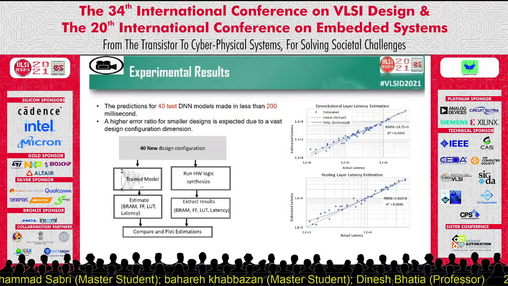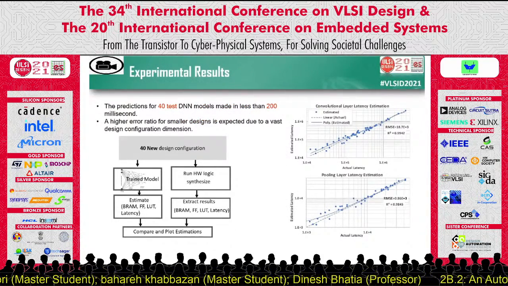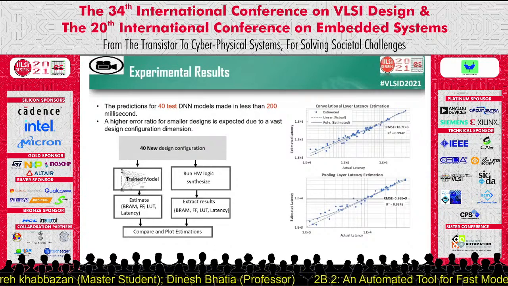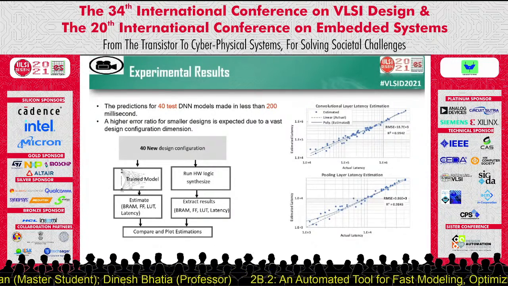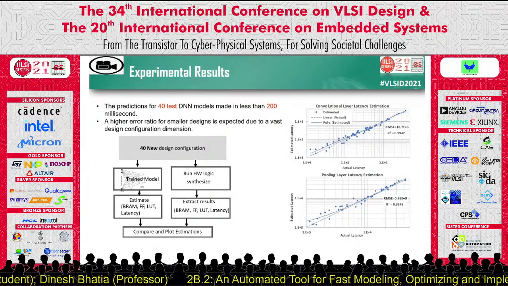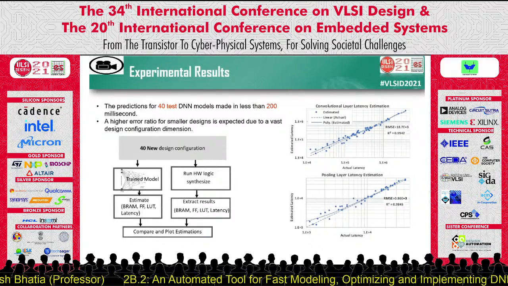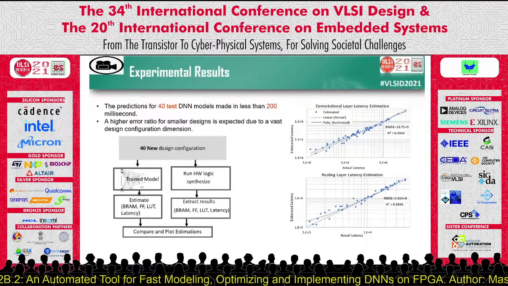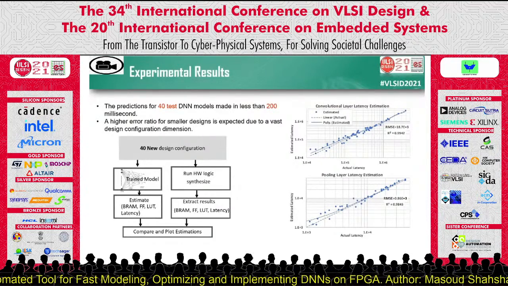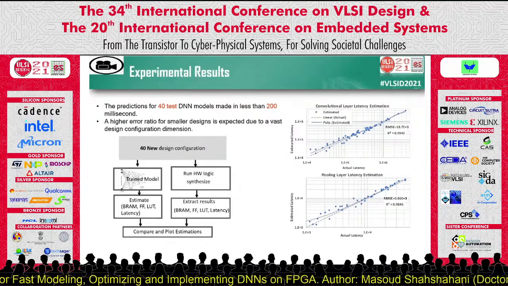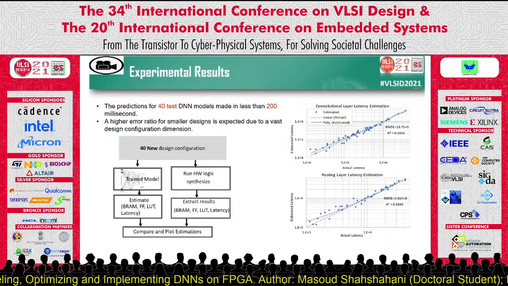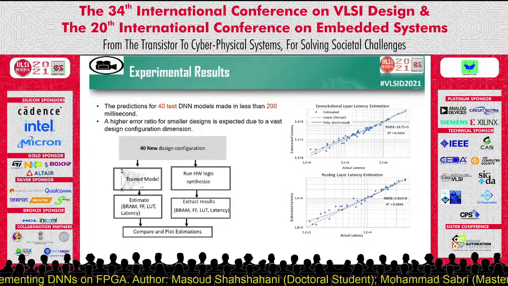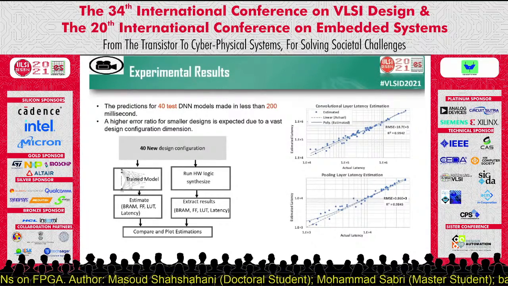The estimated latency of the convolutional and pooling template HLS modules is shown in the following figure. Estimations are computed based on the given layer inputs in the previous table. The predictions for 40 test DNN models were made in less than 200 milliseconds. The estimator shows a higher error ratio for smaller designs due to a vast design configuration dimension. Having more data to train the network reduces the estimation error.